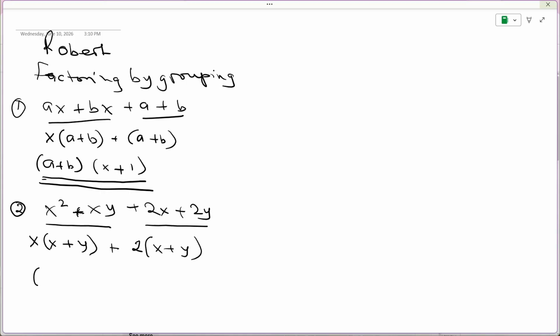So we can bring x plus y out, and on the left hand side we will be left with x, and on the right hand side we will be left with 1, and this will be finally our factored expression using the grouping method.